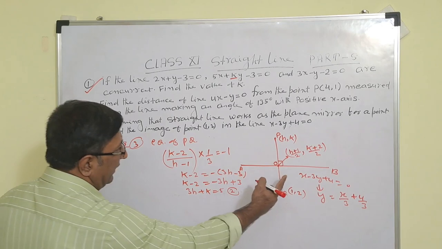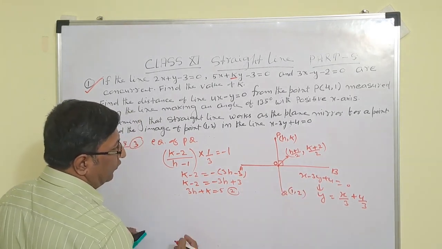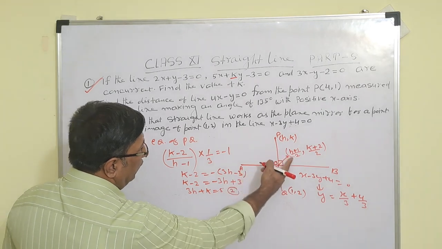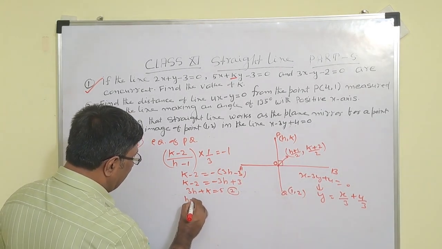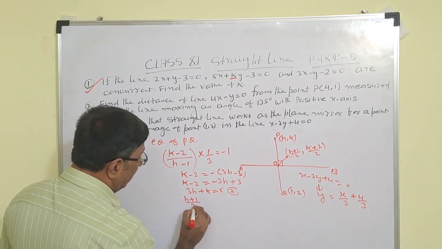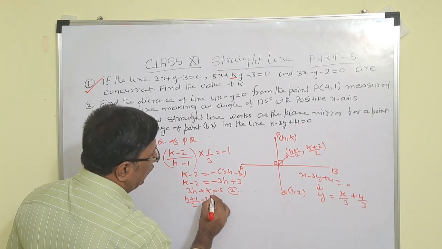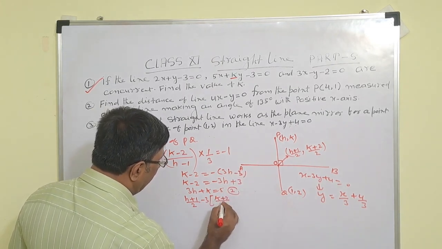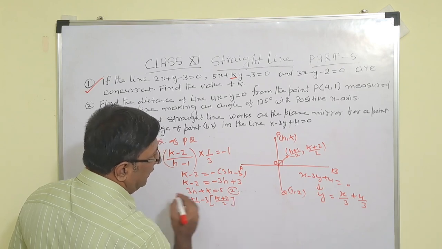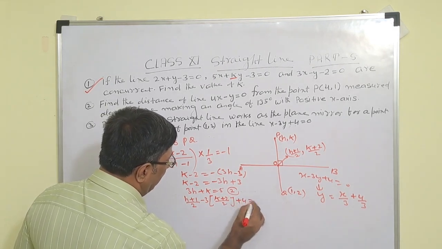So what do we get here? This is x minus 3y plus 4 equal to 0. When we put the value of x, that is h plus 1 by 2, minus 3 into y. So y is what? k plus 2 divided by 2, right? So this is x minus 3y plus 4 equal to 0.